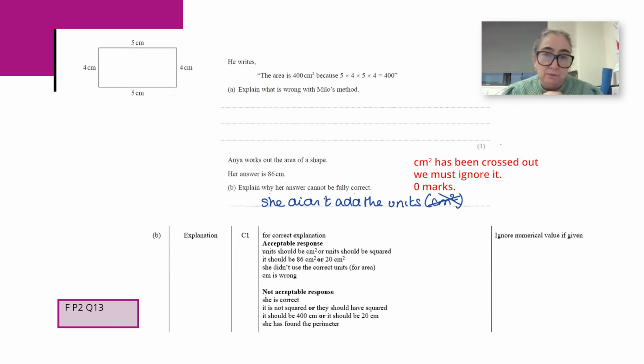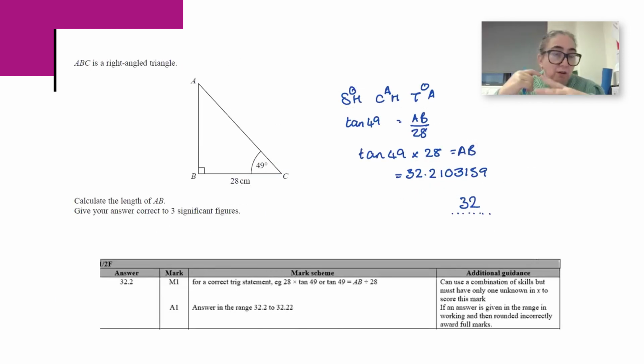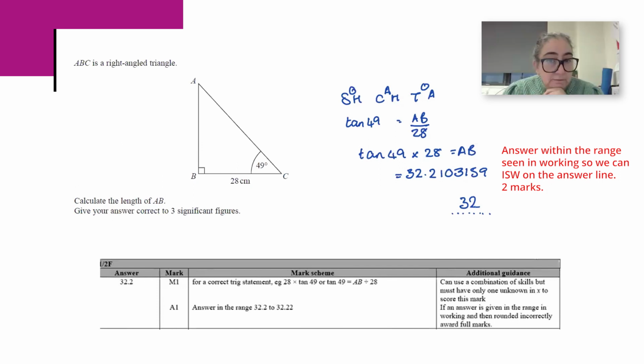We've then got something like trigonometry. You look at that, whilst the answer is 32, it says it's correct to 3 sig figs, but the answer within the range is seen in the working, so 32.21, and that's exactly what we would have done.